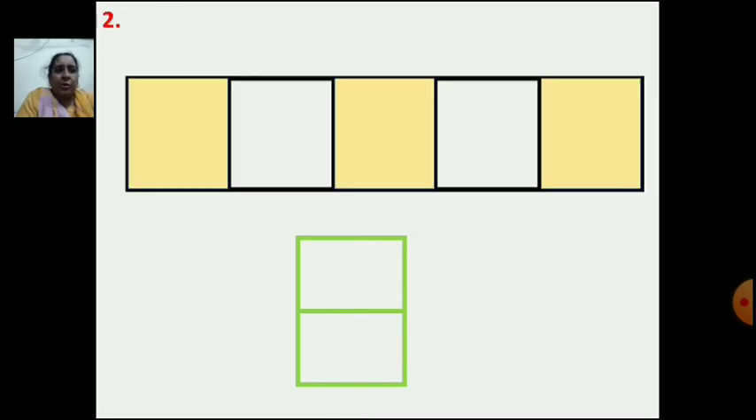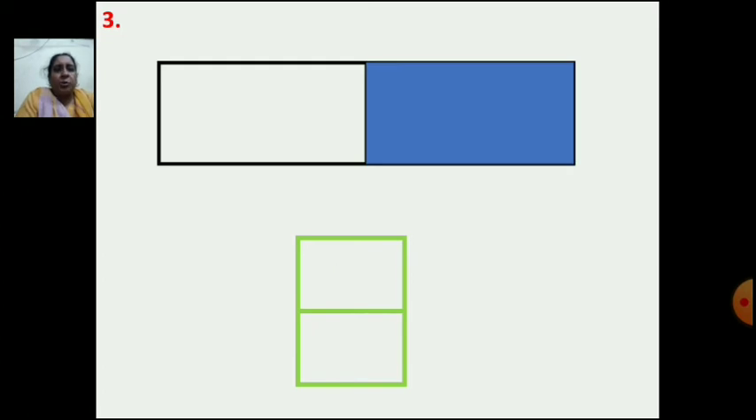Now next question. Here count how many total parts are there, children. 1, 2, 3, 4, 5. Right? And how many parts are shaded? Count. 1, 2, 3. So we have to write the fraction for shaded part. So what will be the answer? 3 upon 5. Yes. Shaded part will come up and total parts will come down. So your answer is 3 upon 5.